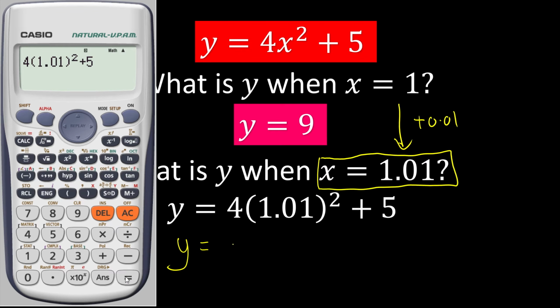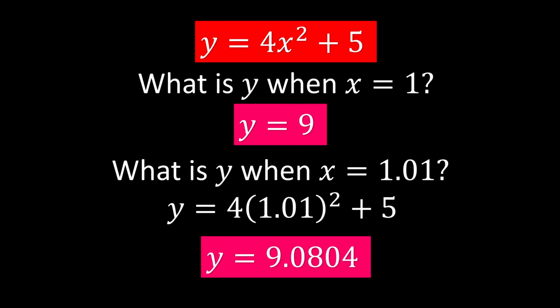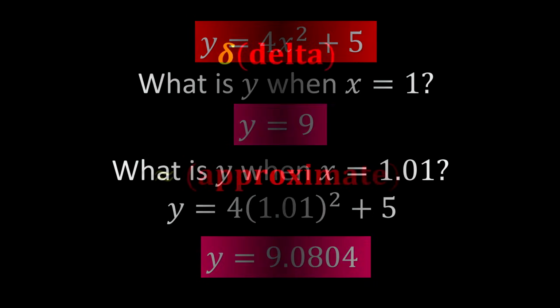So if I'm using a calculator, as you can see here, we have 9.0804. So please remember this answer. We're going to compare it with the one without using a calculator. But before this, we're going to learn two more symbols first.